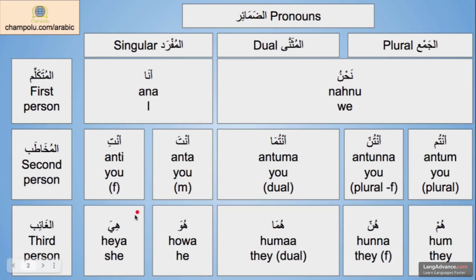And when we want to say she, it is هي, هي. And for he, it is هو, هو. And for they, when we talk about two people, it is هما, هما. When you talk about a group of females, it is هن, هن. When you talk about a group of people, whether mixed or just males, it is هم, هم.